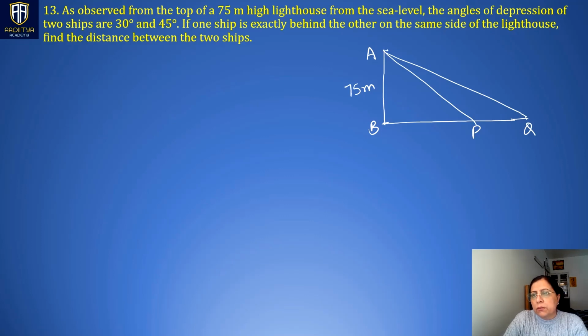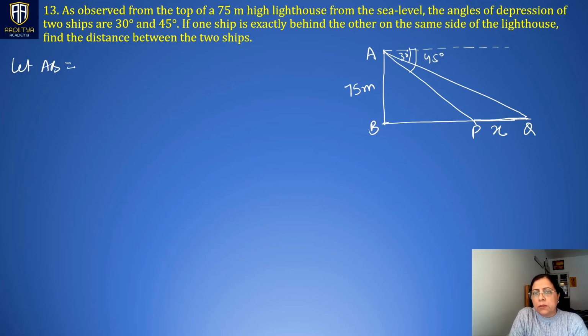The angles of depression. Depression means you have to draw a line parallel to the horizontal here. The person standing at the top of the lighthouse can see two ships which are making angle of depressions as 30 and 45. The bigger one is 45 and the smaller one is 30 degrees. Right? If one ship is exactly behind the other on the same side of lighthouse, find the distance between the two ships. This is X that we have to find. P and Q represent two ships and AB is the tower, lighthouse.